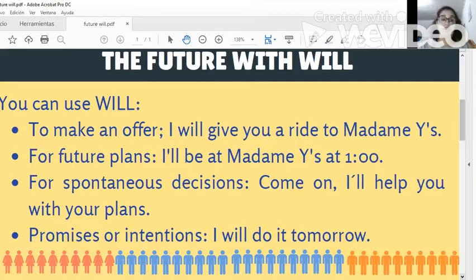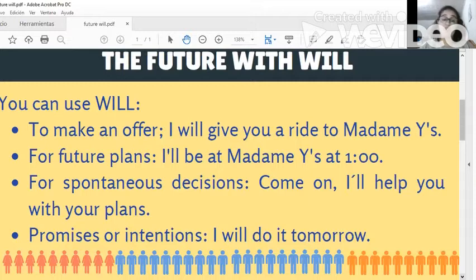To make an offer, we can say, I will cook for today's meal. For future plans, I will have to go to Santiago when the quarantine is over. A spontaneous decision is a decision you make at the time you're speaking. For example, we're talking and I say, oh, I need some help moving out of my house. Okay, I'll help you. I can help you or I'll help you with your moving in.